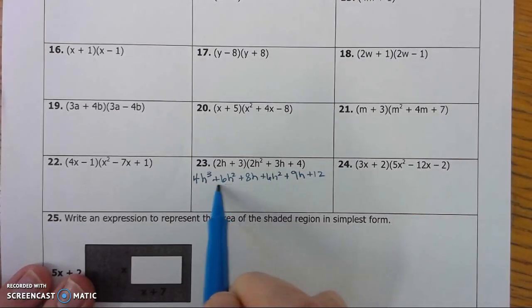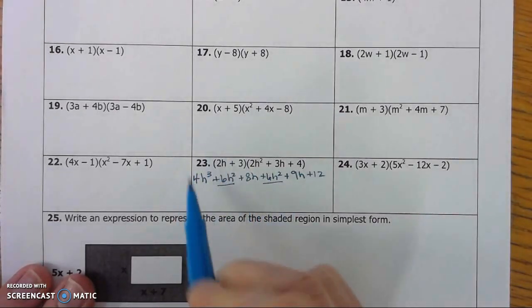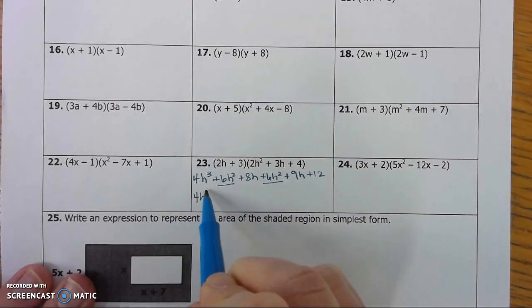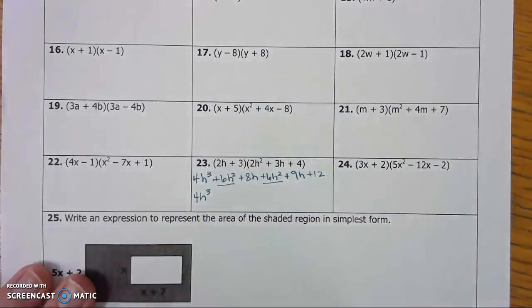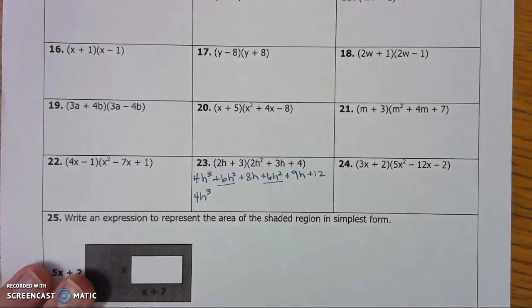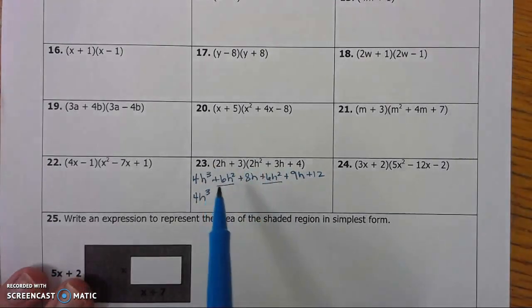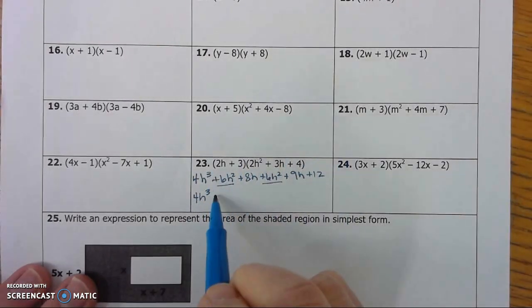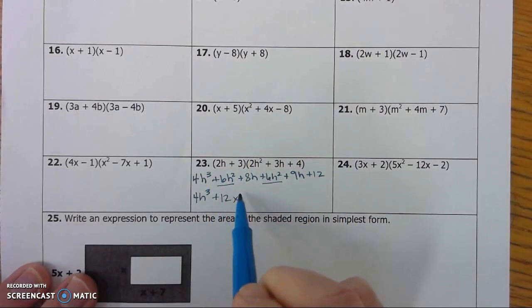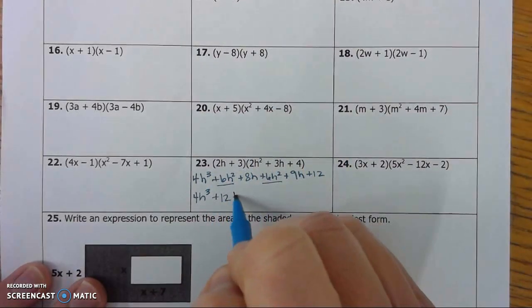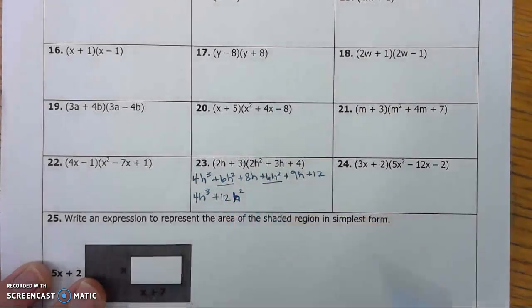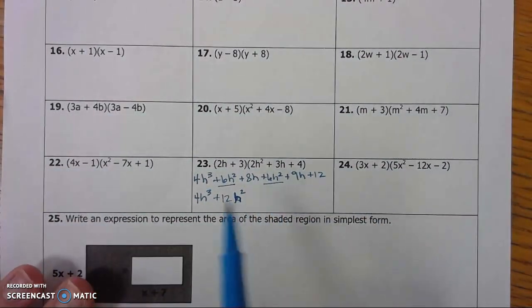So I see I have a 6h squared and another 6h squared, so I'm going to put my 4h cubed down because I want to keep this in standard form. So I want to start with the highest exponent and then work my way down. So now I see squared, 6x squared plus 6x squared is 12. Oh, not x. Sorry, guys. H. 12h squared. Sorry about that.